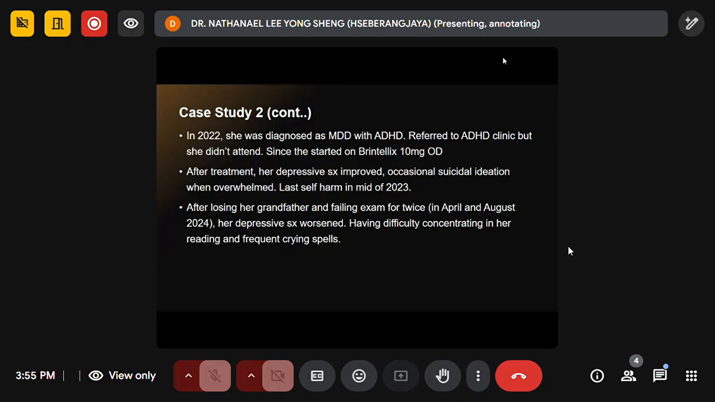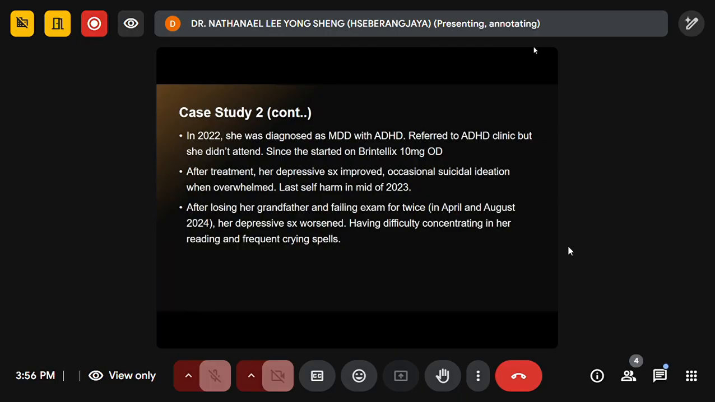Since then, the doctor started her on Brintellix 10 mg OD. After the treatment, her depressive symptoms improved, and she has only occasional suicidal ideation when overwhelmed. Her last self-harm attempt was in the middle of 2023, which is more than 1 year ago.